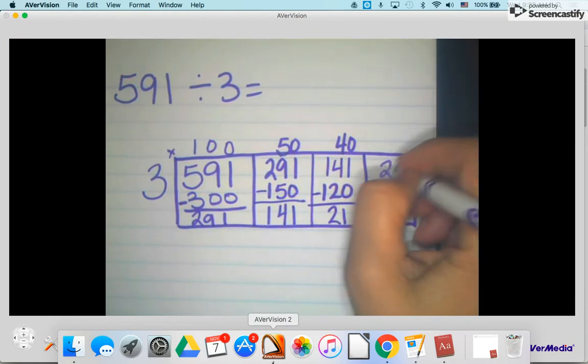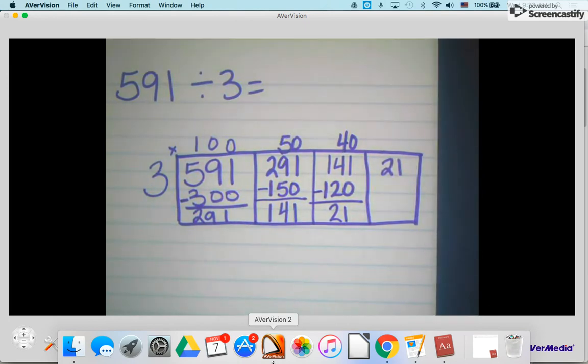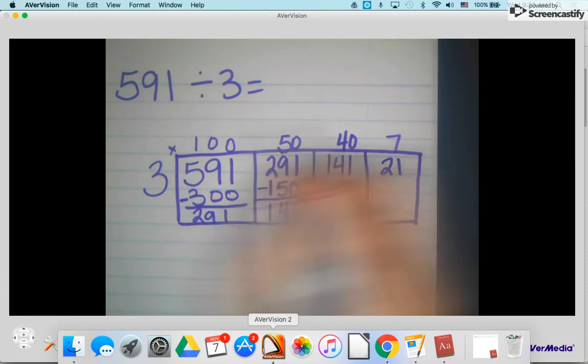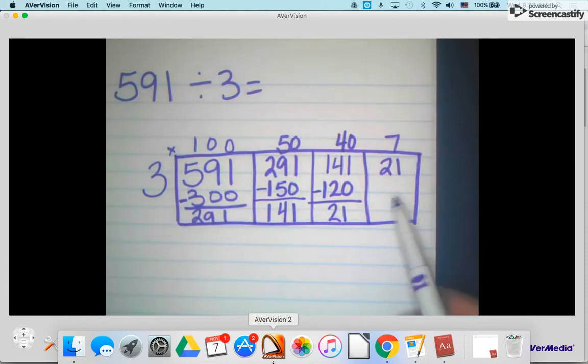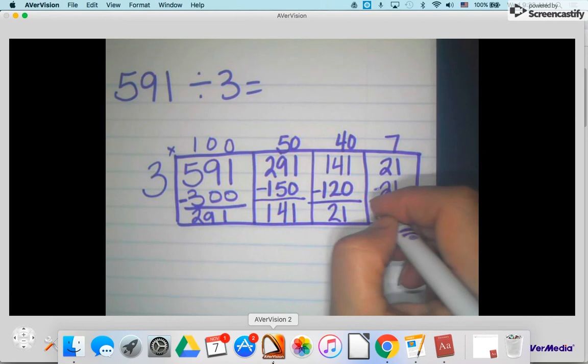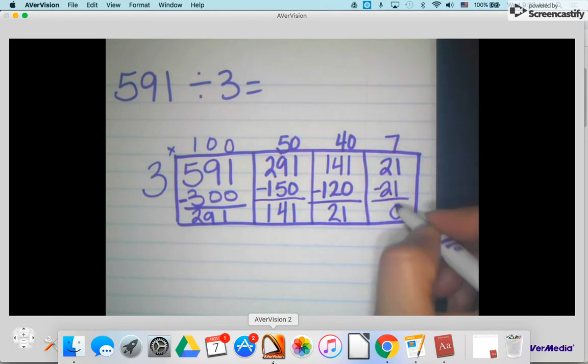Then what do I do with 21? Bring it up. Good. And then I'm going to divide again. How many times will 3 go into 21? 7. 7 times. Very good. Then what do I do now? I don't have anything to subtract yet. I have to do something else first. Multiply. 7 times 3 is? 21. Then I'm going to do 21 minus 21 is? 0. So I don't have anything left over.